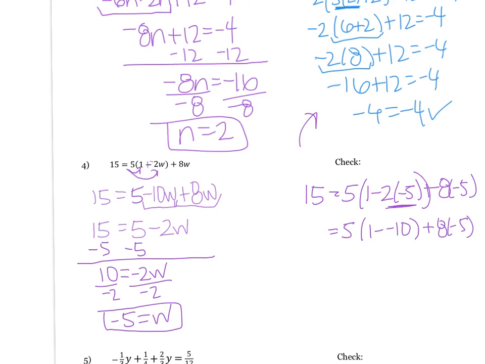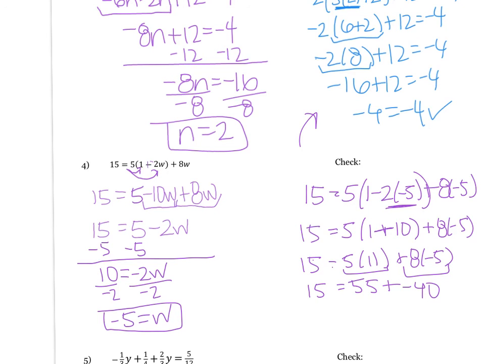Here, when you subtract a negative, that becomes an addition sign. So we get 5 times 11 plus 8 times a negative 5. Well, 5 times 11 is 55 plus 8 times negative 5 is a negative 40. So we're proving, does that equal 15? Well, 55 plus a negative 40 is equal to 15, so we're good. 15 is equal to 15.